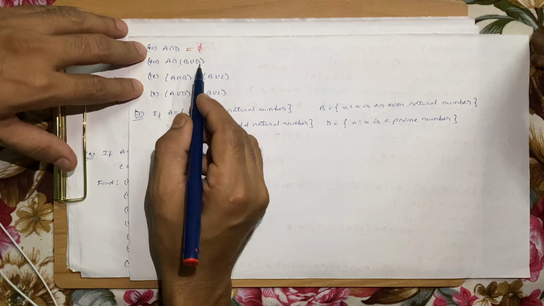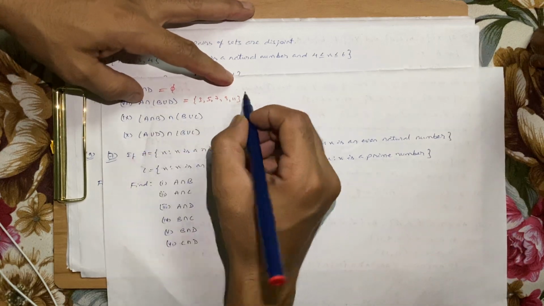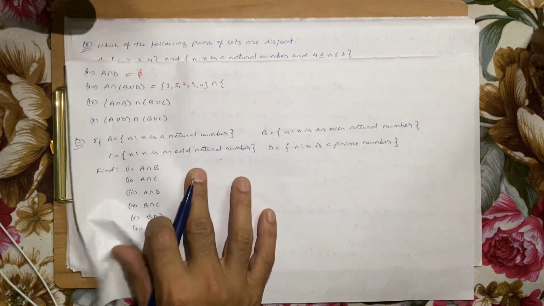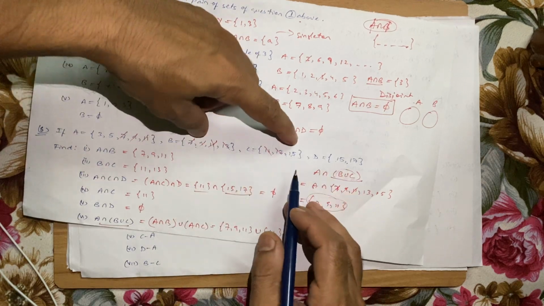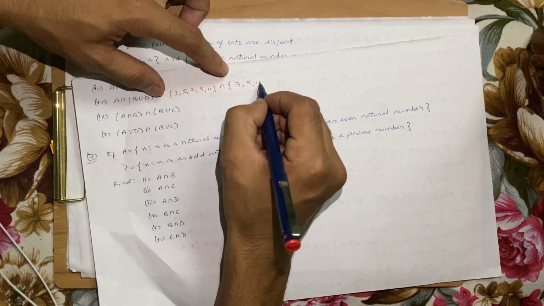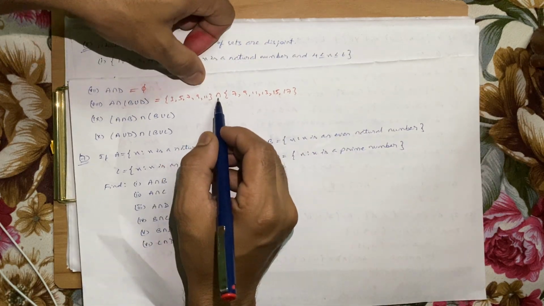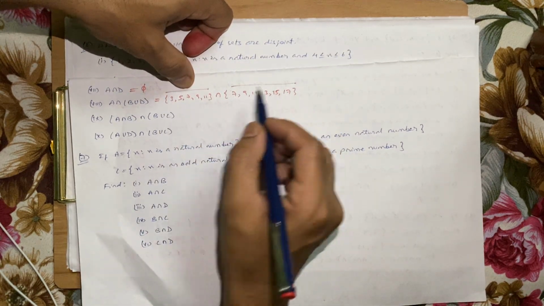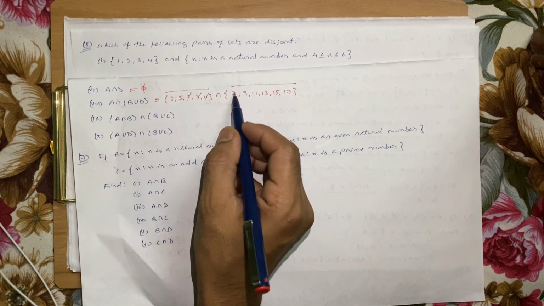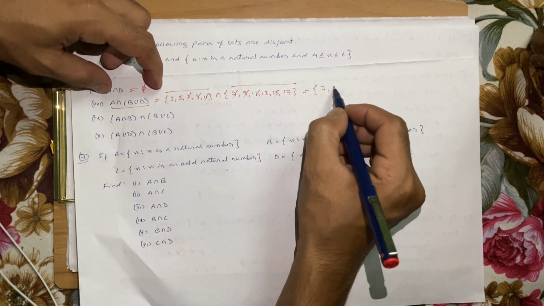So let's do this B union D first. What is A? A is 3, 5, 7, 9 and 11. Let's write it down. I need to do the intersection, and now let's do B union D. So if I combine B and D, it will be 7, 9, 11, 13, 15 and 17. Now check the intersection of these two sets. Check the common elements, 7, 9 and 11, and the rest nothing is common. So the answer for this is 7, 9 and 11.